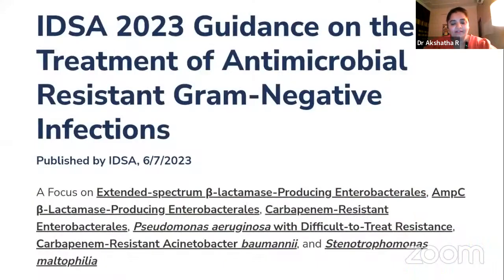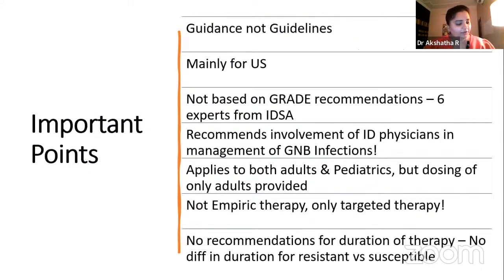So this is the IDSA 2023 guidance on treatment of antimicrobial resistant gram-negative infection, which was published on 7th of June this year. It covers ESBL, AmpC, CRE, Pseudomonas aeruginosa with difficult to treat resistance, CRAB, and Stenotrophomonas. I will try to keep it as short as possible. In case of time constraints, maybe I'll skip Stenotrophomonas. I think most of us won't be dealing with that majority. So there are certain important points which need to be considered.